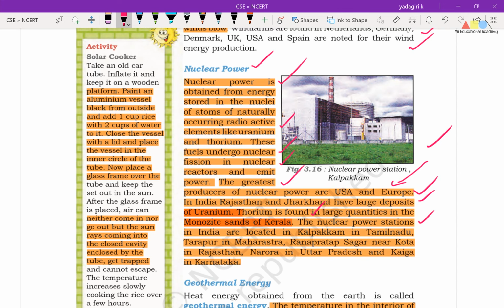Similarly, the nuclear power stations in India are located in Kalpakam in Tamil Nadu, Tarapur in Maharashtra, Rana Pratap Sagar near Kota in Rajasthan, Narora in Uttar Pradesh, and Kaiga in Karnataka. Friends, please try to remember the nuclear power plants and their respective states.